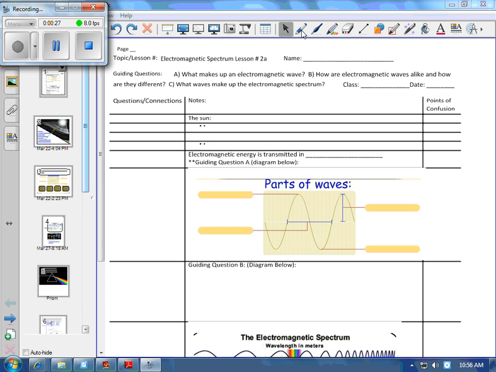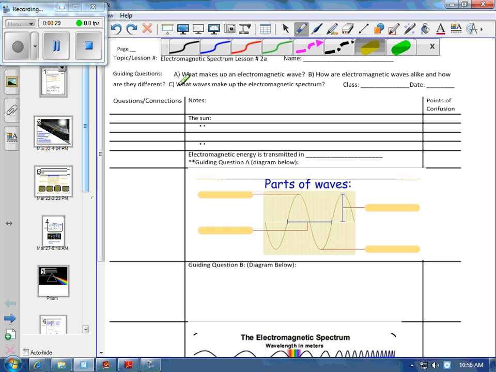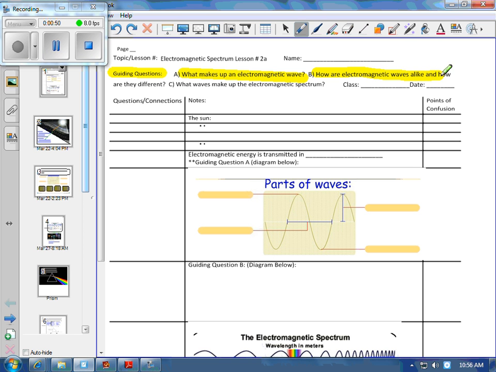And I would first like to take this opportunity to go over the guiding questions, which are right here at the top. So there are 3 guiding questions for the electromagnetic spectrum. The first one is, what makes up an electromagnetic wave? The second one is, how are electromagnetic waves alike and how are they different? The third question is, what waves make up the electromagnetic spectrum?